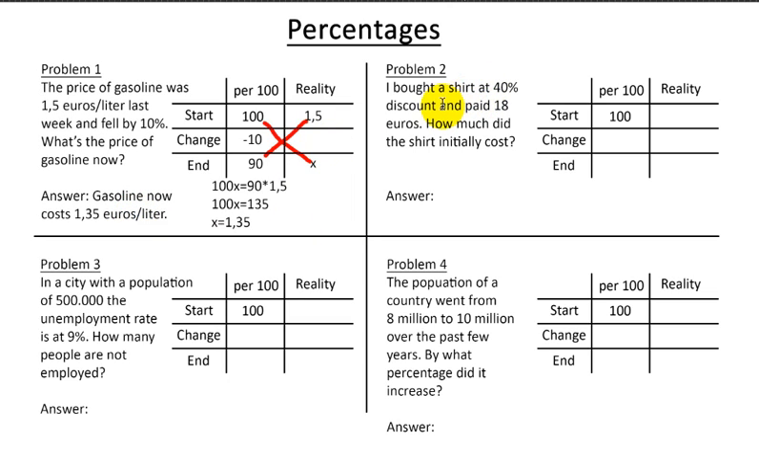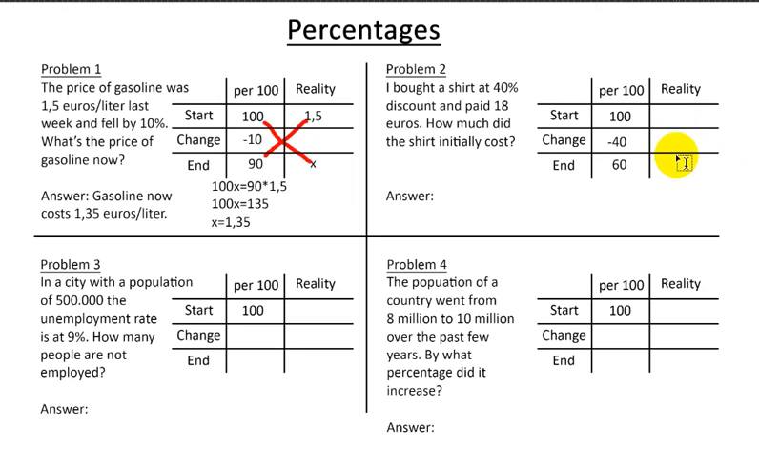Let's move on to the next problem. It says, I bought a shirt at 40% discount and paid 18 euros. How much did the shirt cost initially? So we know that we got a 40% discount. That's minus 40. What did we pay? What percentage of the shirt did we pay? Since we took off 40%, that means we actually paid 60% in the end.